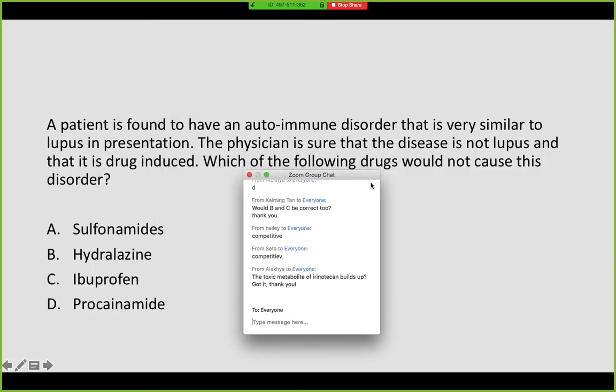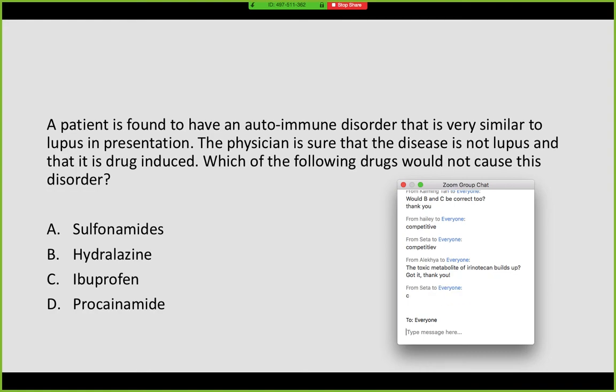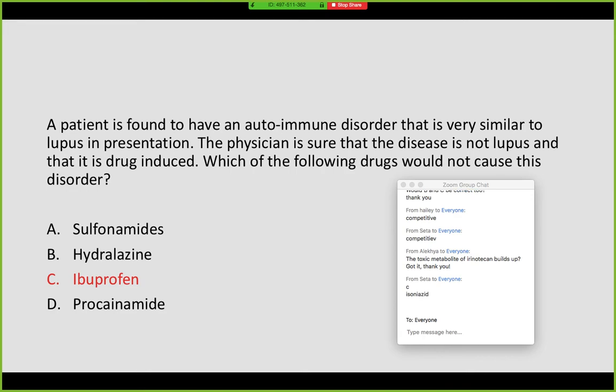Okay, so a few more practice questions. A patient is found to have an autoimmune disorder that's very similar to lupus in presentation. The physician is sure that the disease is not lupus and that it is drug-induced. Which of the following drugs would not cause this disorder? Right, you're correct. So instead of ibuprofen, what was the I drug in that mnemonic? Isoniazid, right?